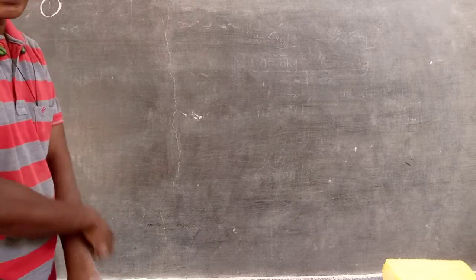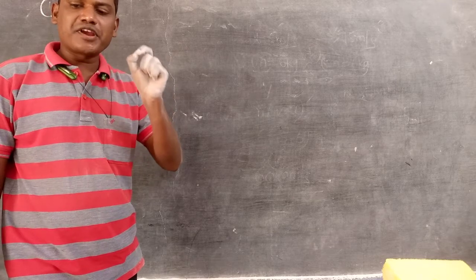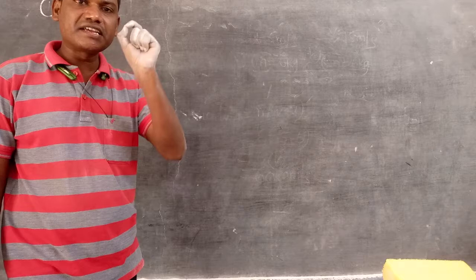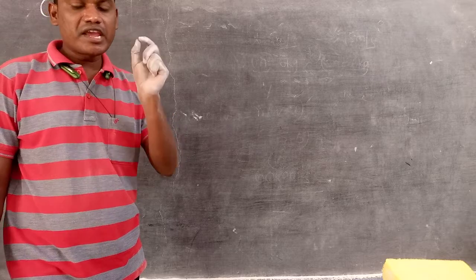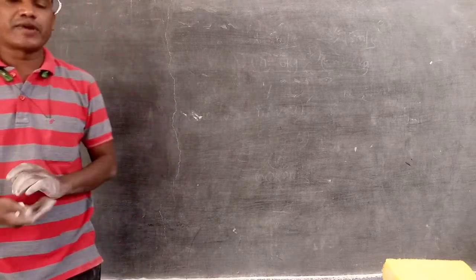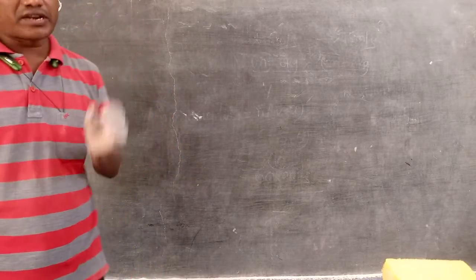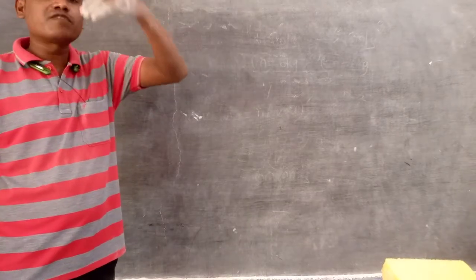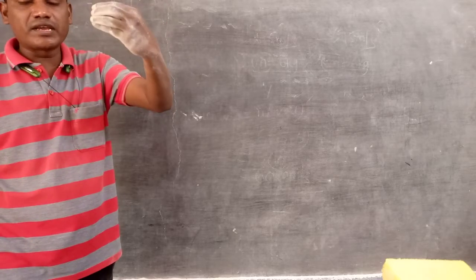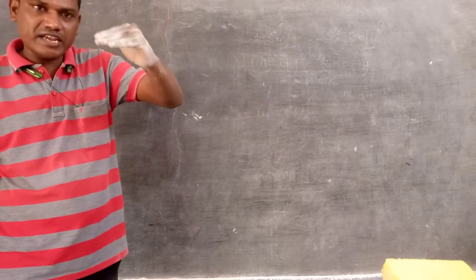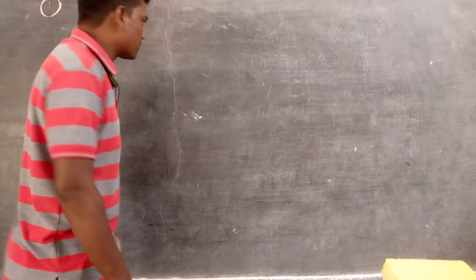Next, another one. It is required to increase the speed of a scooter weighing 80 kg from 5 meters per second to 25 meters per second in 2 seconds. What is the change in momentum? Listen very carefully. It is required to increase the speed of a scooter. Mass is 80 kilograms. Weight here is nothing but 80. From 5 meters per second to 25 meters per second in 2 seconds. What is the change in momentum?